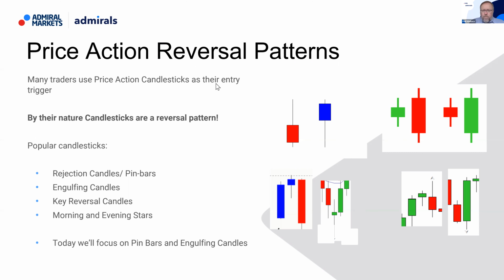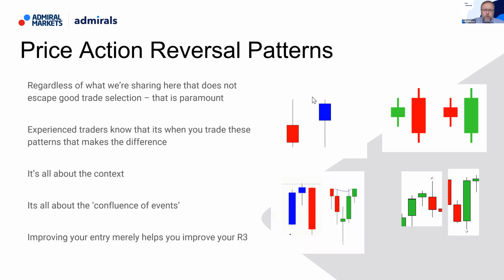But very popular candlesticks that you'll find used are things like rejection candles or pin bars, engulfing candles, key reversal candles, and morning and evening stars. Today we're just going to focus on pin bars and engulfing candles, but the idea is the same for pretty much any kind of candlestick that you might be using as a trigger for your trade. That's what we're going to focus on.